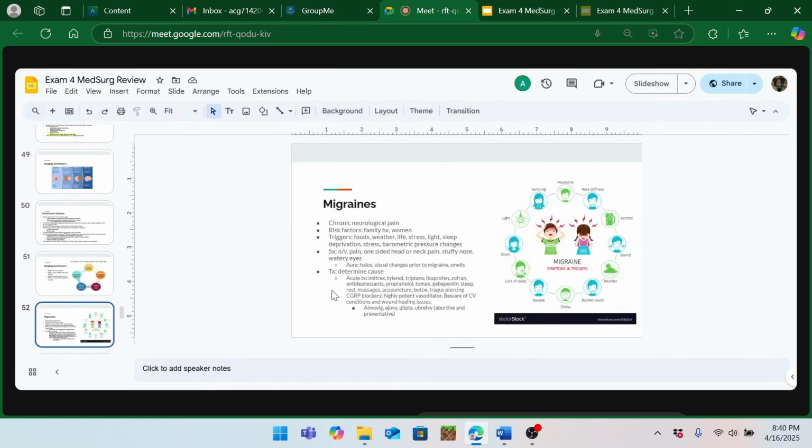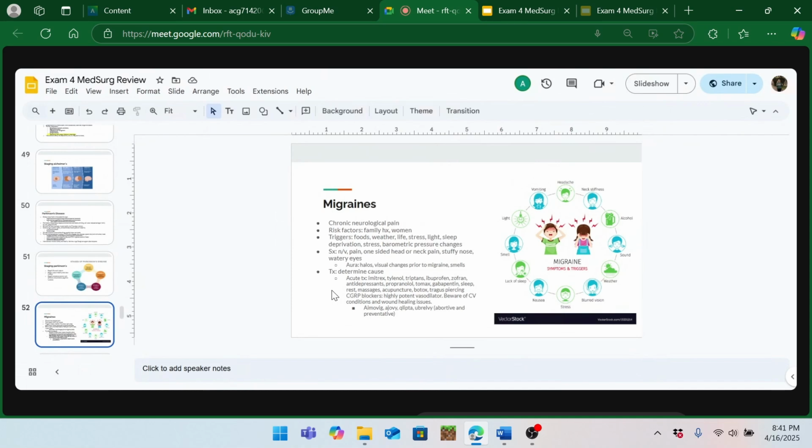So all those triggers, try to see if those could be your triggers, and then basically you just remove those from your life. There's acute treatment, there's meds, there's a lot of meds you can do. Imitrex, Tylenol, triptans, ibuprofen, Zofran to keep the vomiting down, antidepressants because sometimes depression and stress causes the migraines, propranolol, Topamax, gabapentin for nerve pain, sleep, rest, massages, all kinds of stuff. Be familiar with pharmacological and non-pharmacological interventions.